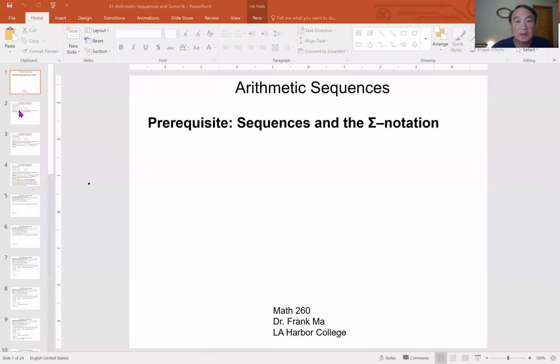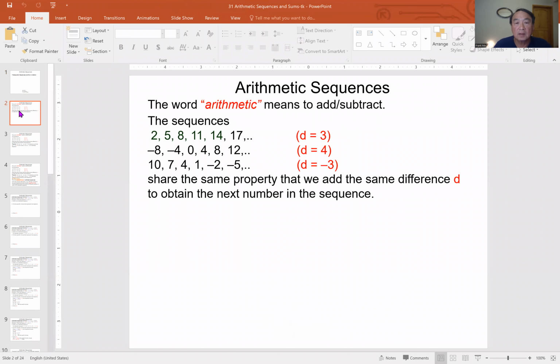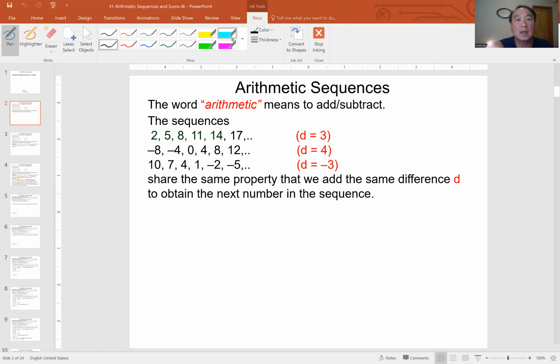Arithmetic sequences. The word arithmetic means add or subtract. So here we have three sequences. They share the same property that their numbers are evenly spaced. So if I want to get to the next numbers on the list, in the first one I add 3 each time to get to the next numbers.